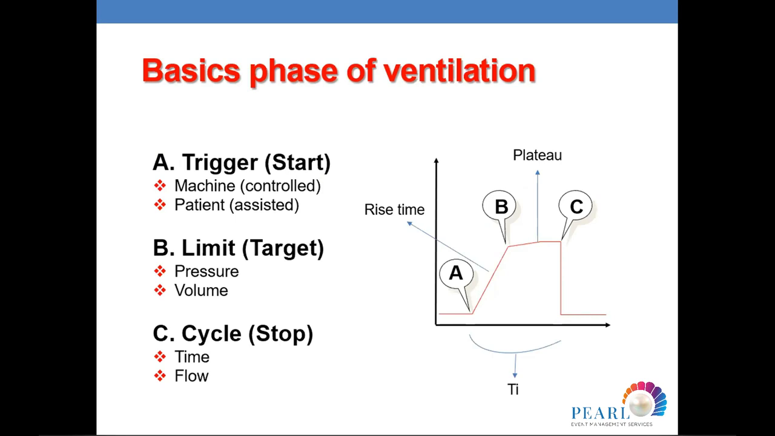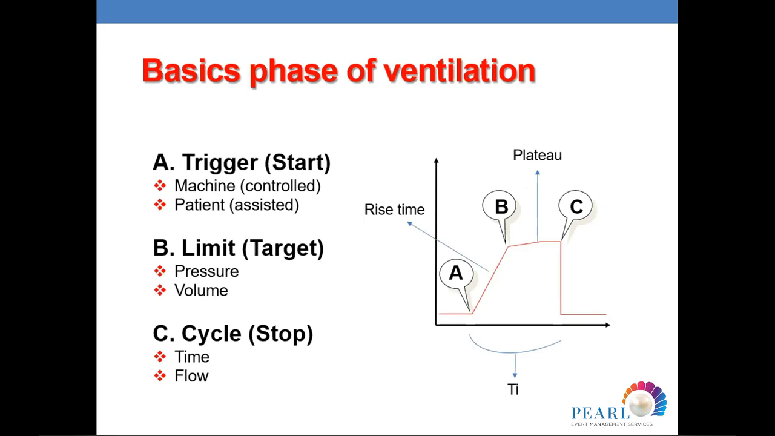Now the machine needs a limit or a target. You ask the machine to do something. What is it? I want to reach a certain pressure or a certain volume. So this is our target. And with this, there is a rising time, over how long I want this target.